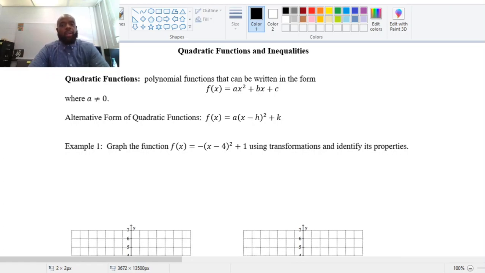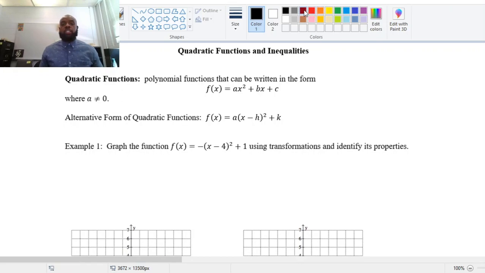There is another way that we could write a quadratic function: f of x equals a times the quantity x minus h squared plus k. This is the type of quadratic function that we've seen when we were dealing with transformations of functions. And so we're going to review the graphing of a quadratic function like that so that we can identify some properties of the graphs of quadratic functions.